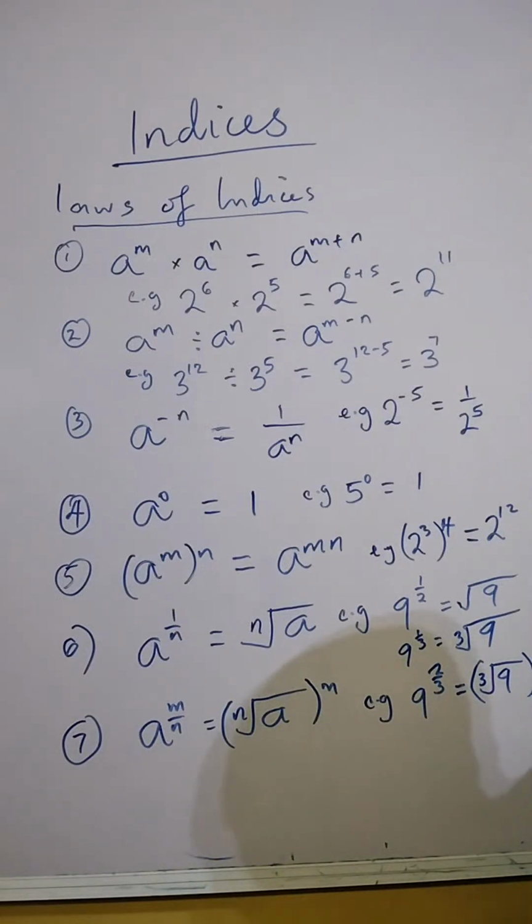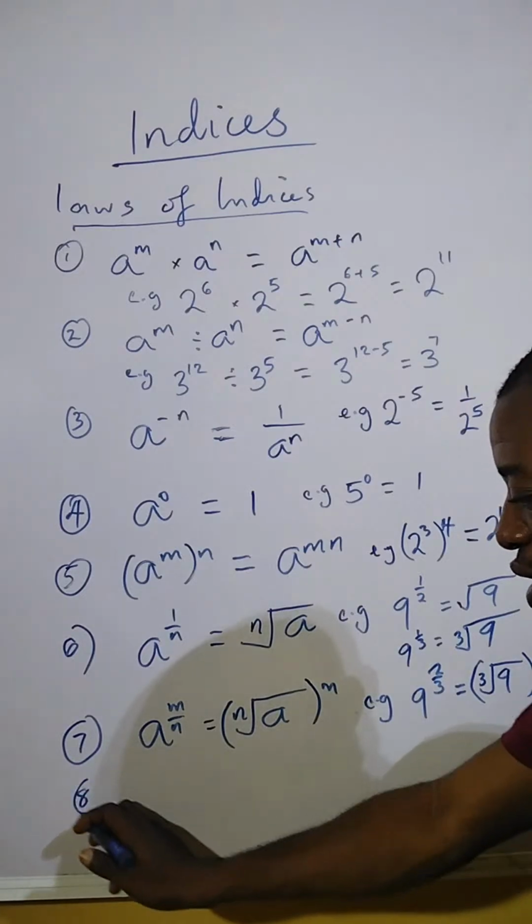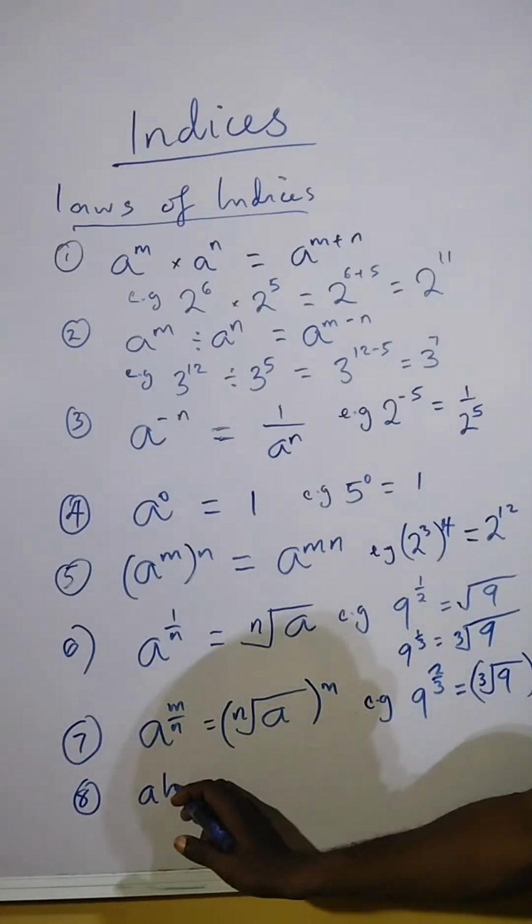And also we have some other law. Let's call this number 8. We have a times b, all raised to power n.